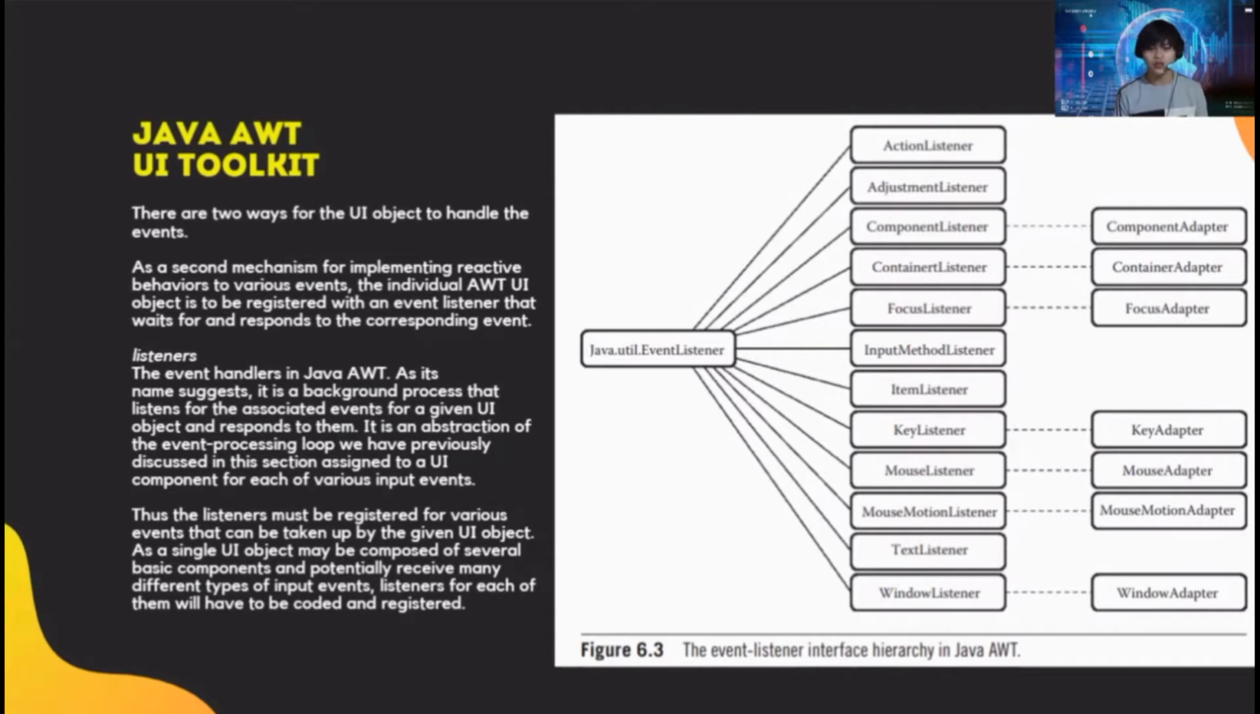Okay? So in the Java AWT UI Toolkit, the event listener has these different listeners. We have the action listener, adjustment listener. We also have component listener, container listener, focus listener, input method listener, item listener, key listener, mouse listener, mouse motion listener, text listener, window listener. So naay gapaminaw sa iya, no? So again, unsay purpose ni listener gani? It will wait for and respond to the corresponding event nga imong buhaton.